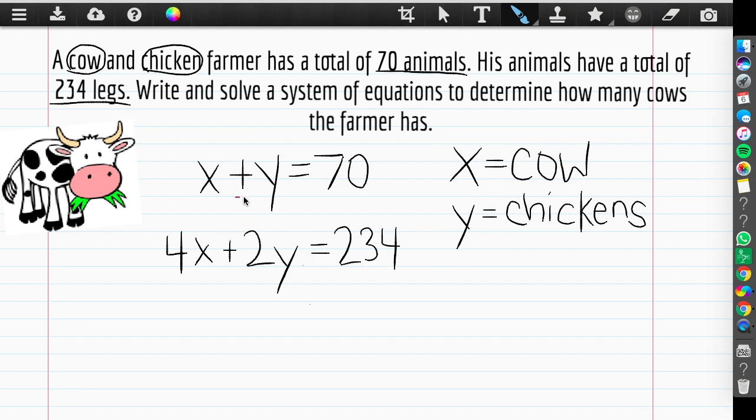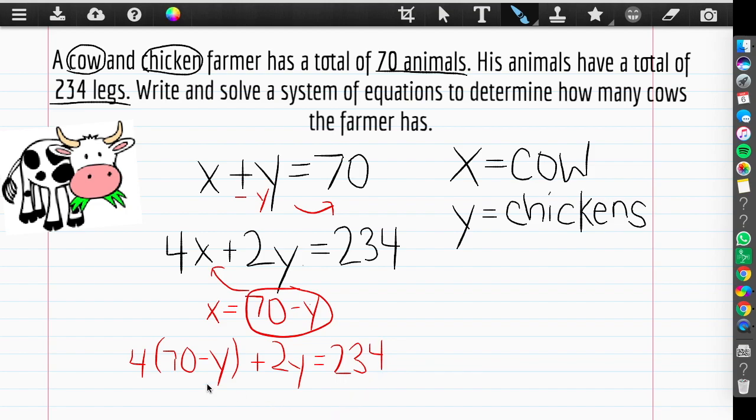Once we've written our two equations, it's now time to solve. So I'm going to use substitution. I'm going to subtract the y to the other side, so I have a variable of x by itself. When I do that, I come up with the equation of x equals 70 minus y. Now that I know that x is equal to 70 minus y, I can substitute that into our second equation where the x is at.